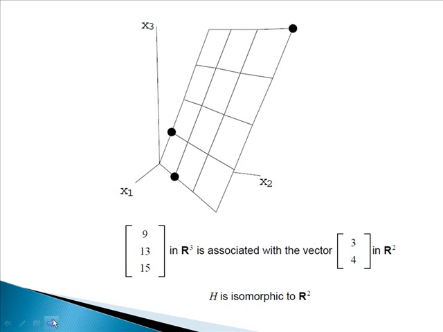Here we can visualize this. Here I have b1 and here I have b2, and up here is my vector x. Remember that our beta coordinate vector for x was the vector 3, 4. So our vector x, 9, 13, 15, in R3 is associated with the vector 3, 4 in R2. So H, remember H was the span of b1 and b2, is then isomorphic to R2.